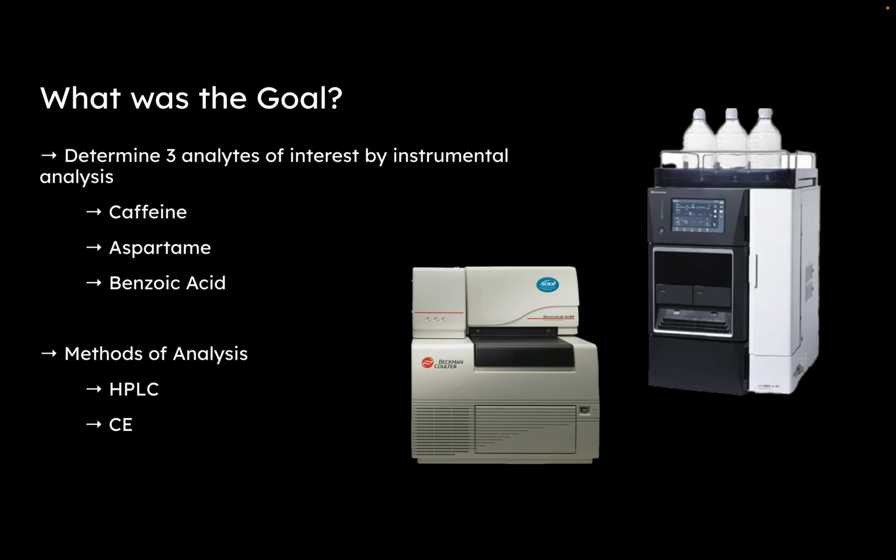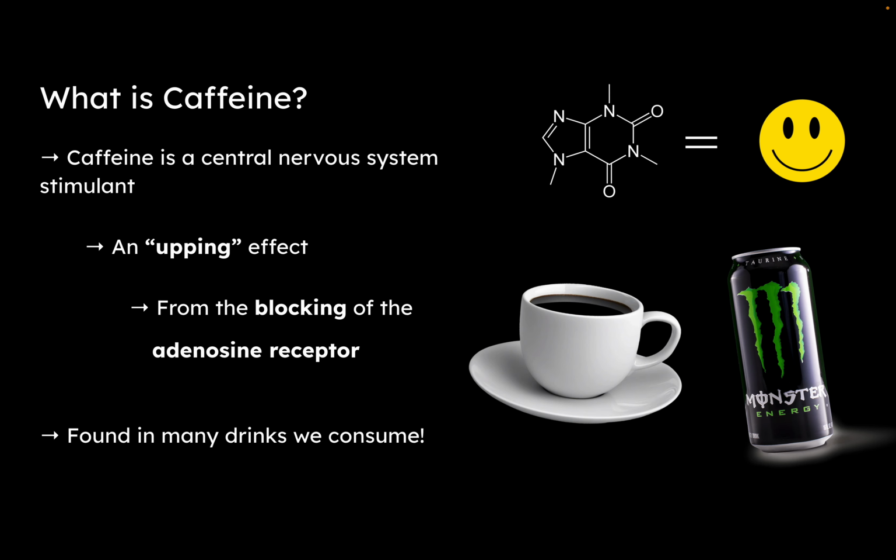But actually, before that, we're going to talk about what each analyte actually is, because why would we be wanting to detect something that we don't care about? Well, caffeine, of course, caffeine equals happiness, right? It's in a lot of your drinks. It causes an upping effect, and it is primarily stemmed from this idea that caffeine is blocking adenosine receptors, and that's what's going to make you feel more awake, more alert, and the other side effects.